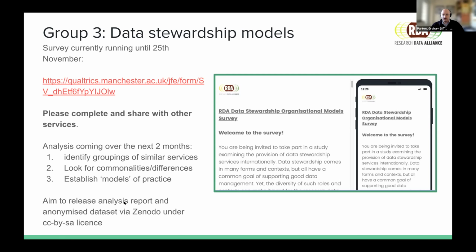So that survey is currently running up until the 25th of November. There we go, it's on the slide. And we'd like you to go in there, fill it in, and share the link around as much as possible. And once that's closed, our next steps are to identify groupings of similar services and look for commonalities and differences in the responses. And hopefully from that, we can establish some models of practice that exist as well. The aim is to eventually release an analysis report and an anonymized data set via Zenodo under the Creative Commons BY-SA license.